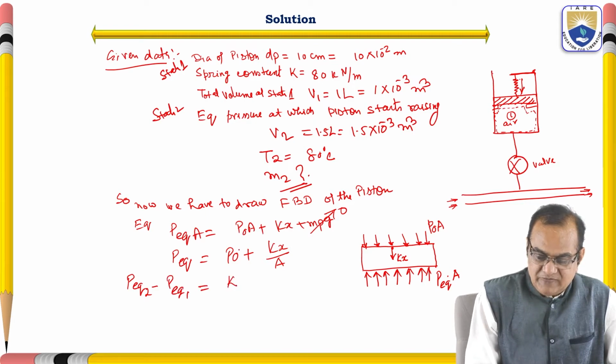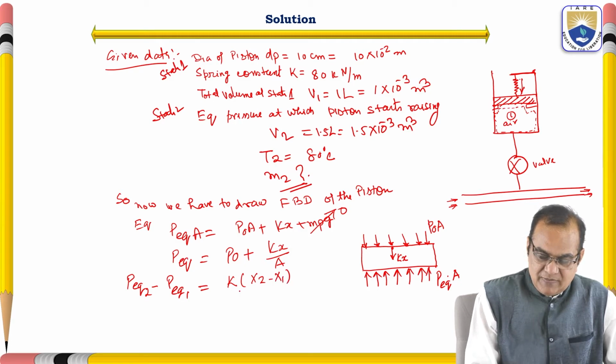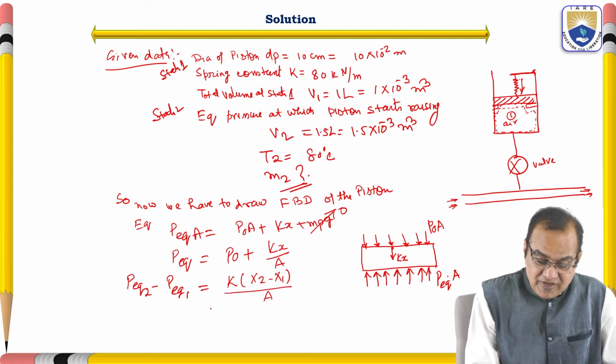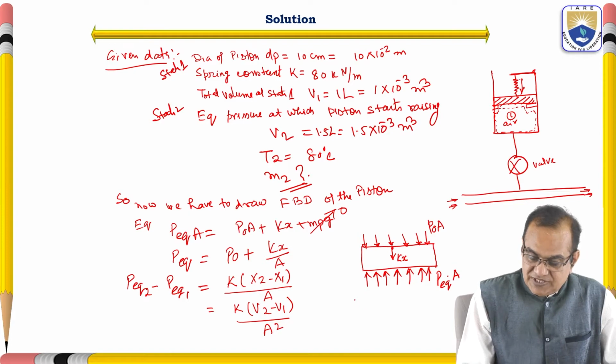is equal to K, because P naught will also cancel. So you will get K times x2 minus x1 by A. So here we can make it K times V2 minus V1 divided by A square, because we know x is equal to V by A. So x1 is equal to V1 by A, x2 is equal to V2 by A.